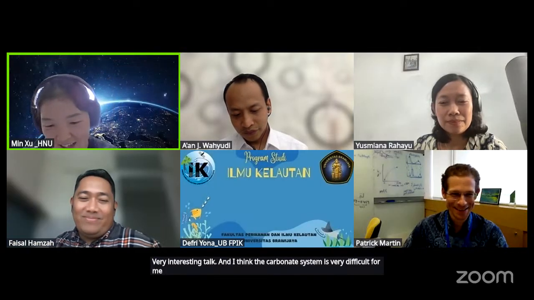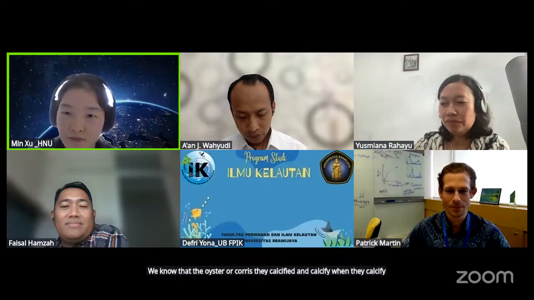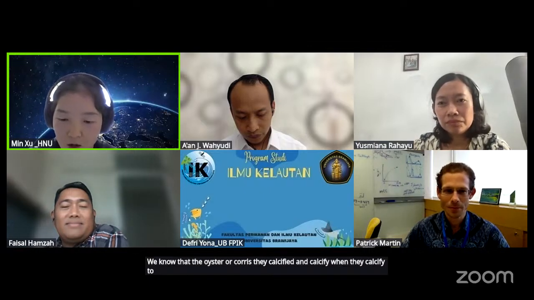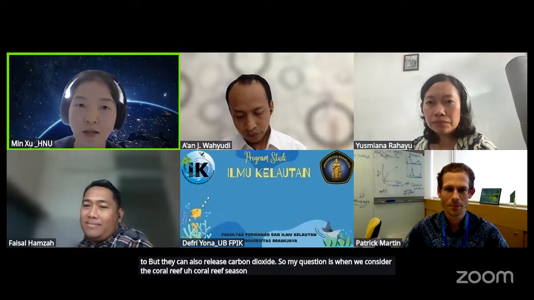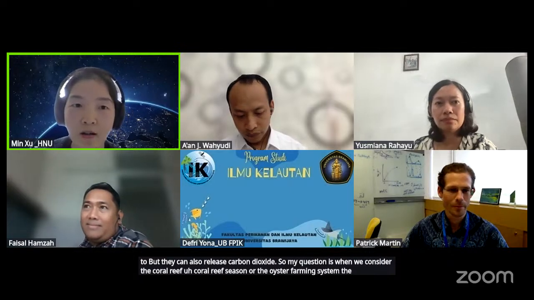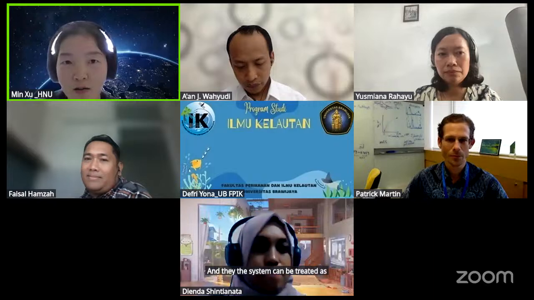Very interesting talk, and I think the carbonate system is very difficult for me. We know that oysters or corals can calcify, but they can also release carbon dioxide. So my question is, when we consider a coral reef system or oyster farming as a system, as a whole, can the system be treated as a carbon sink or a carbon source?